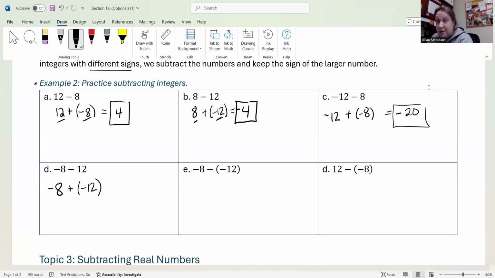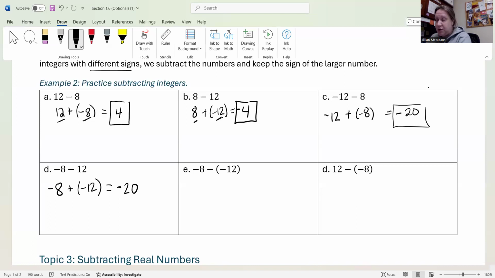Absolute value of 8 is 8. Absolute value of 12 is 12. 8 plus 12 is 20. And again, is it going to be positive or is it going to be negative? Since both numbers to start with were negative, my final result is also going to be negative. So it's kind of like part C. I had some negative, I added more negative to it. Now it's extra negative.